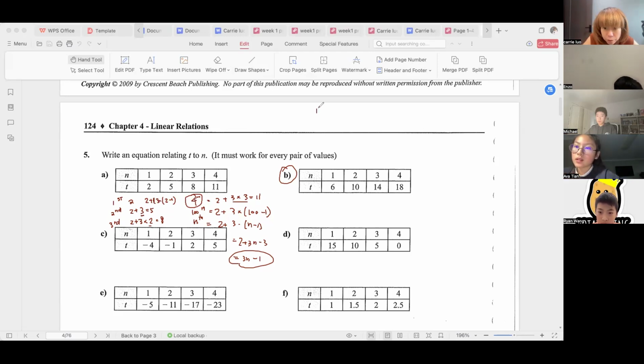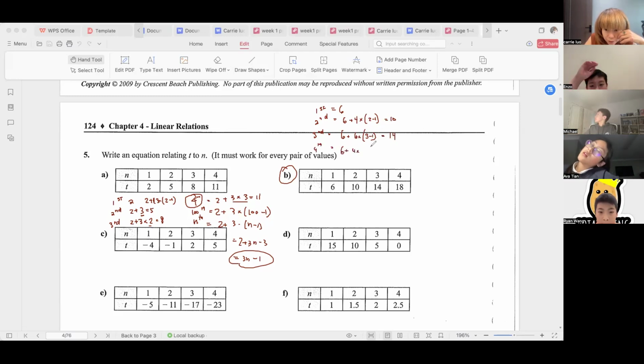Get it? So the first one is a 6. Second one is 6 plus 4 times 2 minus 1 equals 10, correct? The third one equals 6 plus 4 times 3 minus 1 equals 14, right? So the fourth one equals 6 plus 4 times 4 minus 1 equals 18, right?